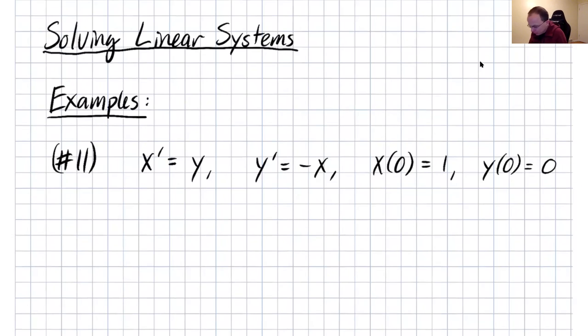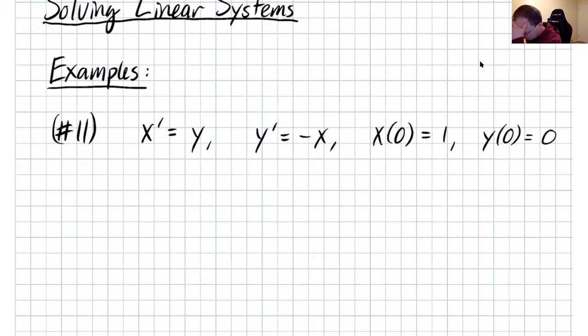Okay, so first of all, let's see how we can try to solve this by hand. So what we're trying to do here is go backwards. You know, we were going from higher order equations to a first order system of equations. Now we have a first order system of equations, and we want to go back to that higher order system and then use the techniques that we have for solving higher order systems.